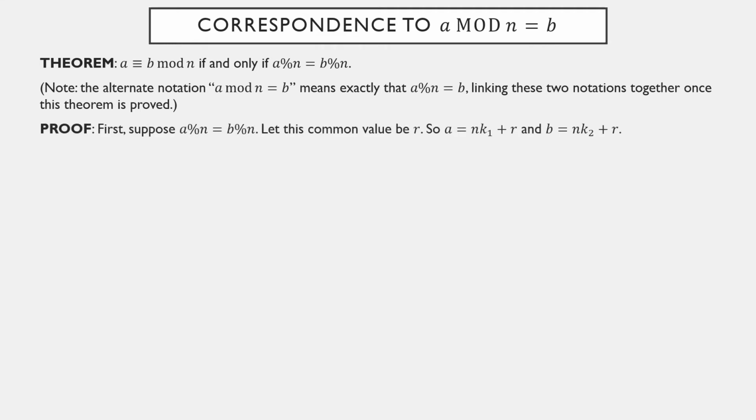Well, first, let's suppose they have the same remainder. So let's suppose that same remainder is r. So by the division algorithm, I can write a is one multiple of n plus r, and b is a different multiple of n plus r.